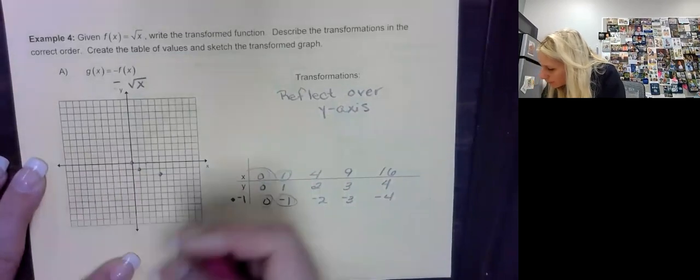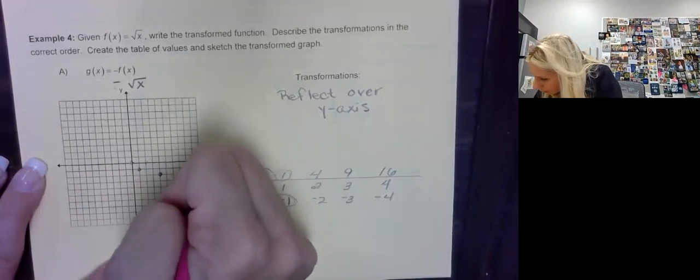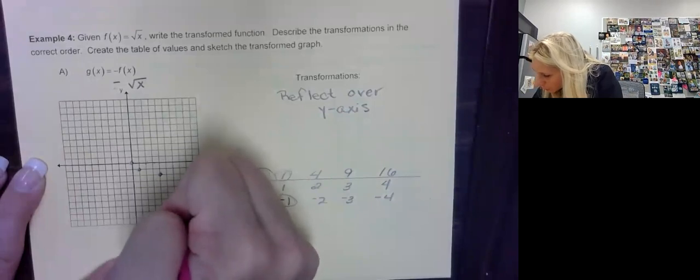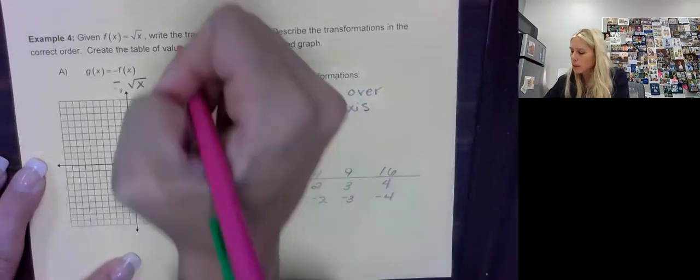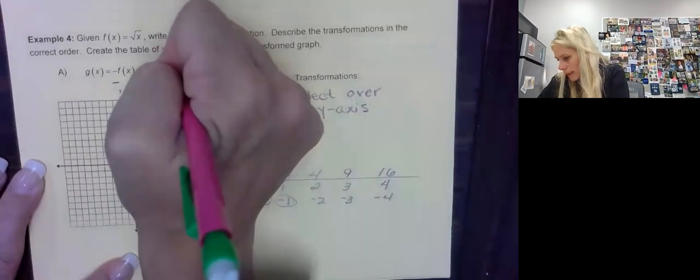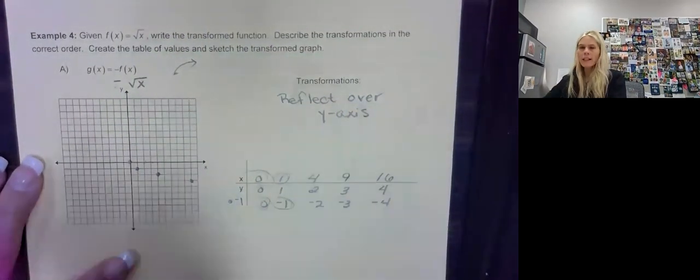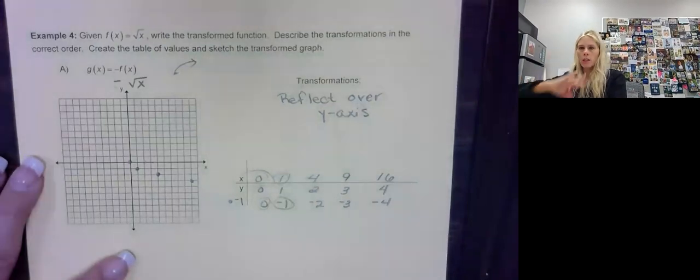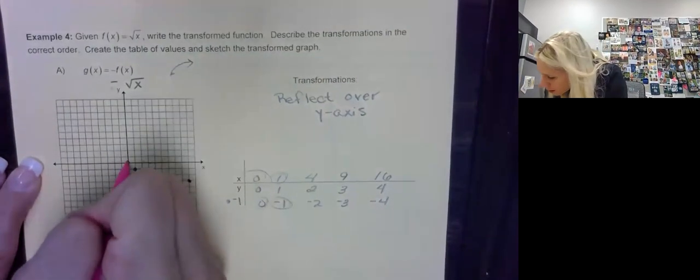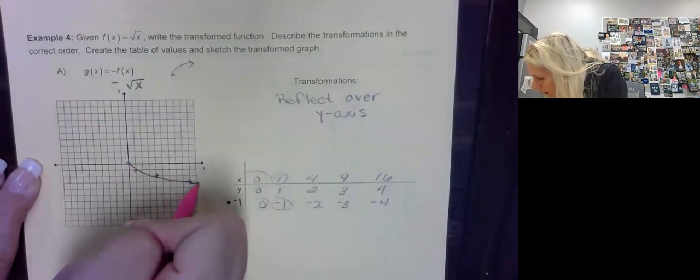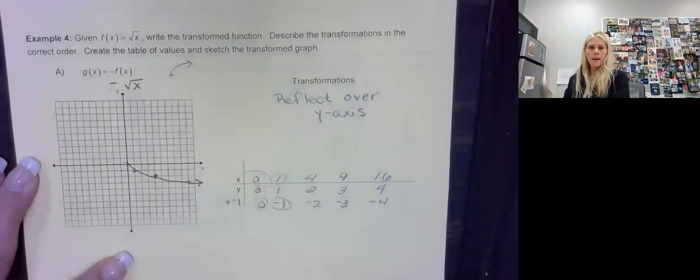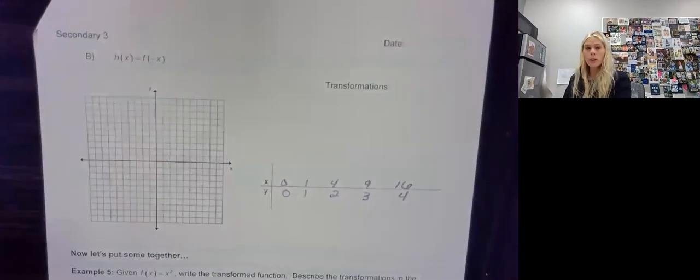Now, as I'm graphing these right now, what was the shape of the square root? If you remember, it looks like this, right? Go back to your parent function if needed. So if we reflect it over the y, we're going to flip down. And what do you know? There it is. Perfect.